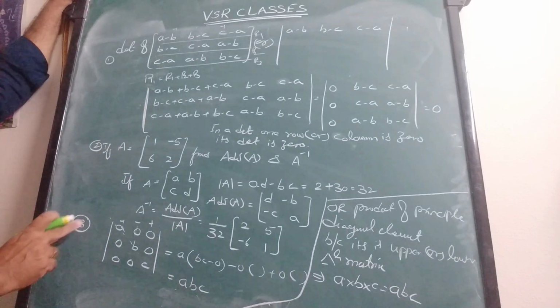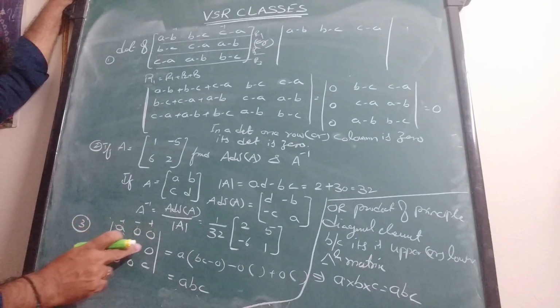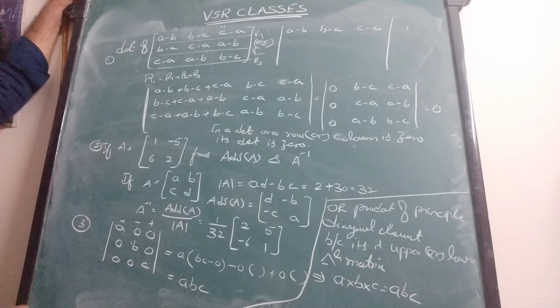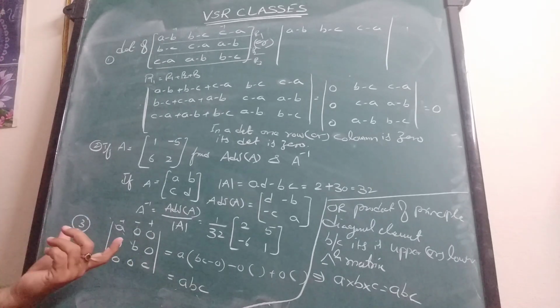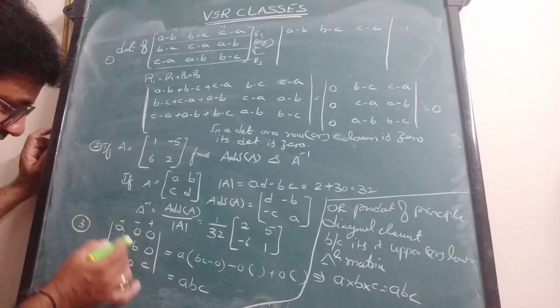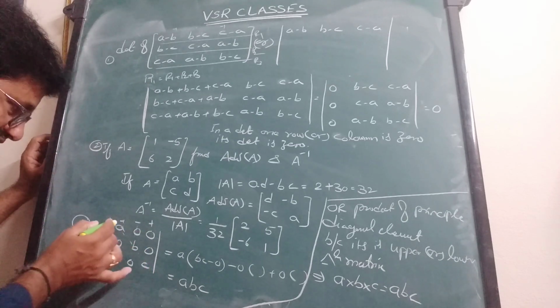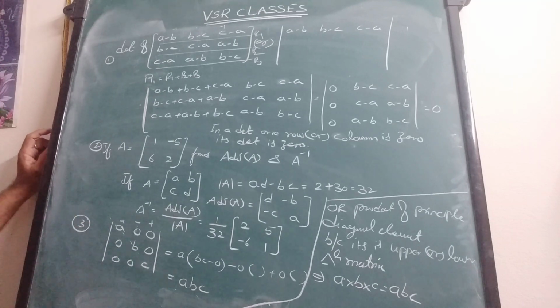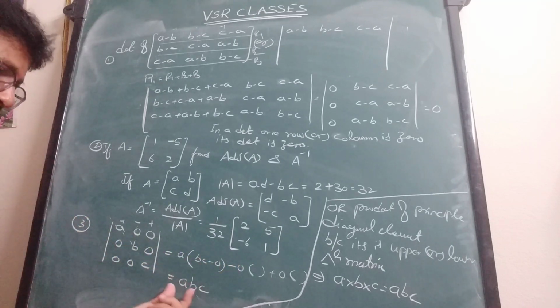Next, third one, A 0 0, 0 B 0, 0 0 C is given. Okay, directly we have to find the determinant of this one. And if you see properly, this is an upper triangular matrix as well as a lower triangular matrix. So if you find the determinant like this, you get ABC.